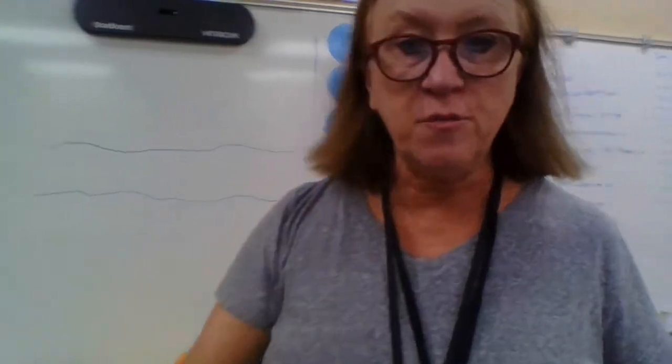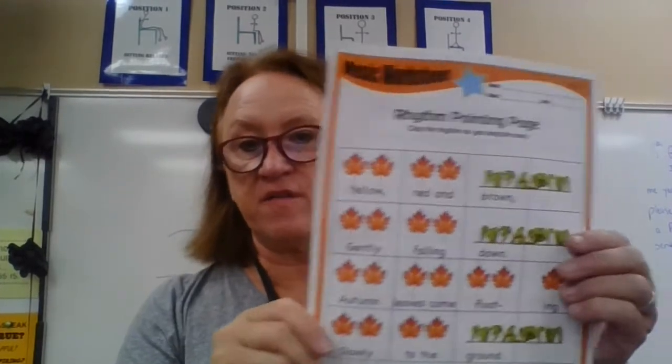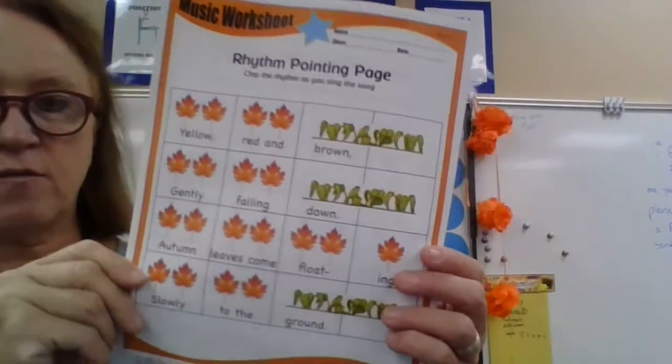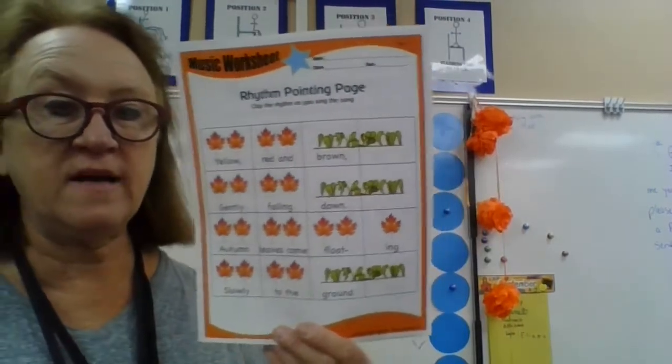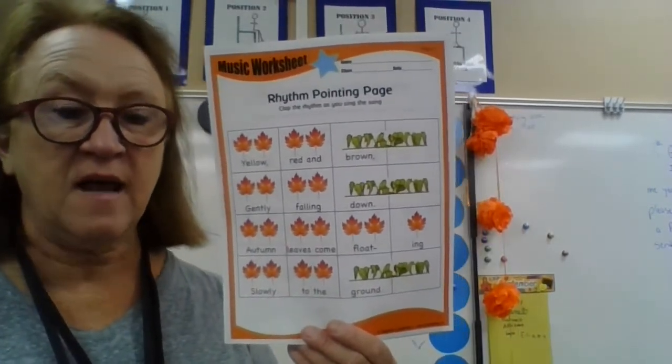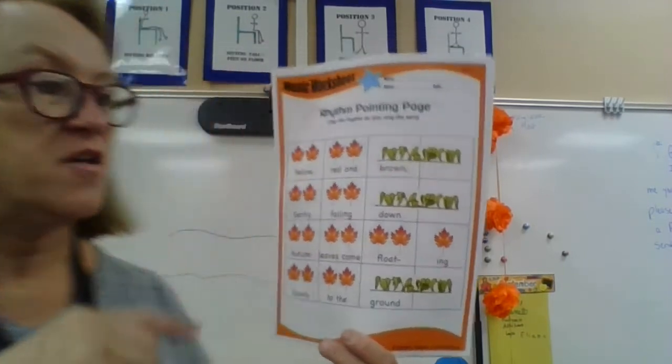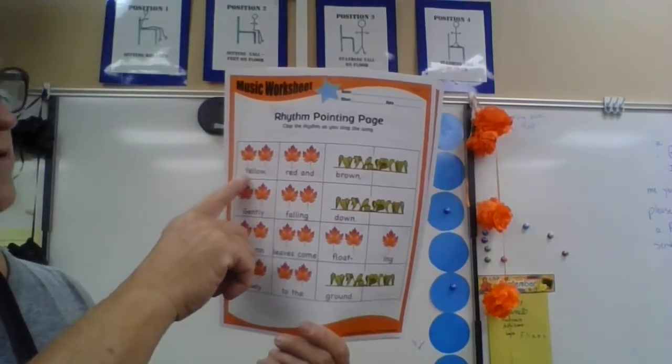Now, I want to show you, there is a song for you to print, 2 pages for you to print out. This one, first of all, is our song that we sang before, yellow, red, and brown. And you can rewind it and listen to that song again. And I want you to follow. You're learning, because you're in first grade. You might know some of these words already.